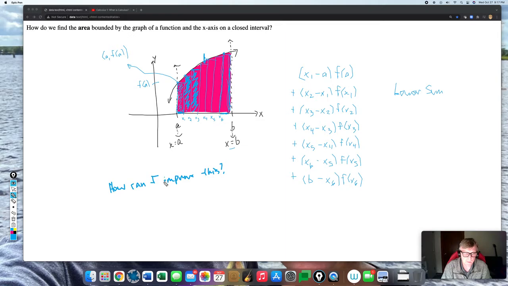How can I make this a better sum? The answer is to get more rectangles and to make them skinnier, more thin. If I had 500 rectangles, they'd be very, very thin, and I'd have less leftover area. So this width, what I was calling earlier delta x, is what these are, and these are f of different x's, x subscript i.